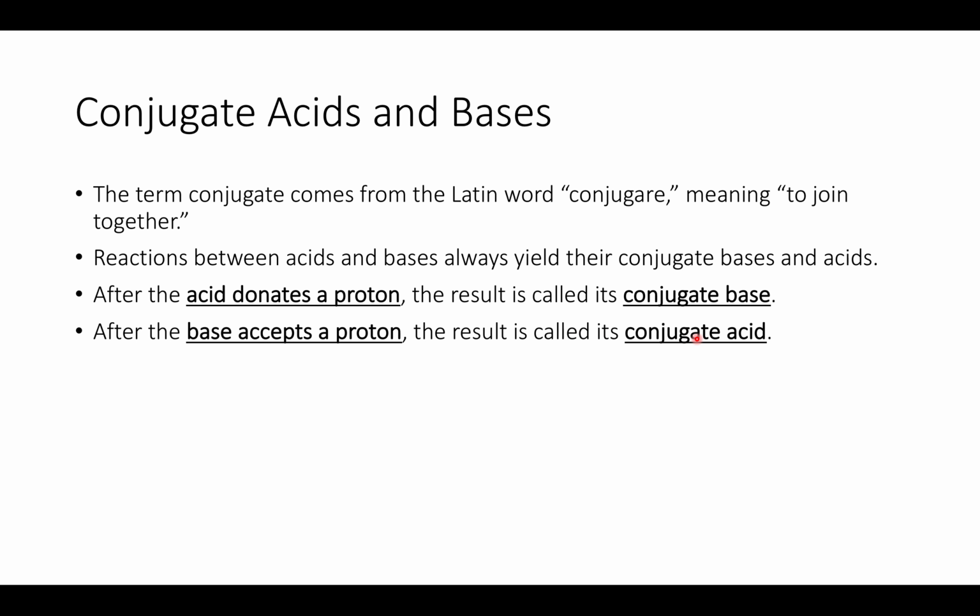So this concept really stems from Bronsted-Lowry, because Bronsted-Lowry said that the acid donates the proton and the base accepts the proton. Now the resulting two or more compounds or ions, the result of the acid donating the proton, the conjugate base will accept that proton. And after the base accepts the proton, you get the conjugate acid.